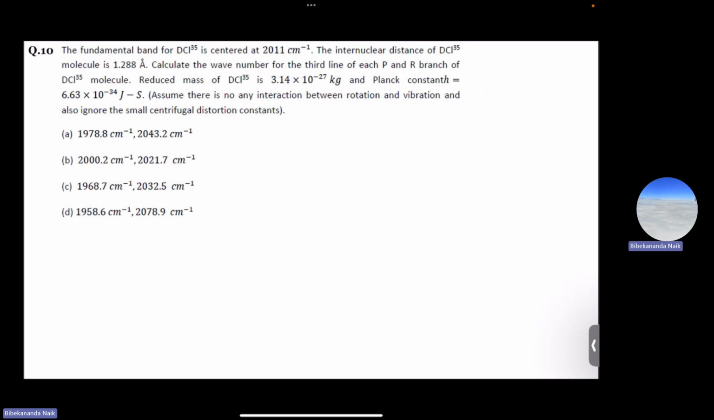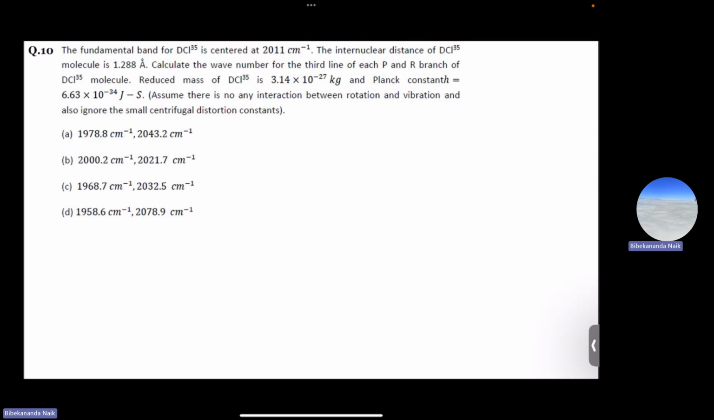The question says the fundamental band for DCl 35 is centered at 2011 centimeter inverse. The internuclear distance of the DCl molecule is 1.288 angstrom. Calculate the wave number for the third line of each P and R branch of the DCl 35 molecule. The reduced mass of DCl 35 is 3.14 into 10 to the power minus 27 kg, and Planck's constant is also given. Assume there is no interaction between rotation and vibration, and neglect the small centrifugal distortion constant.